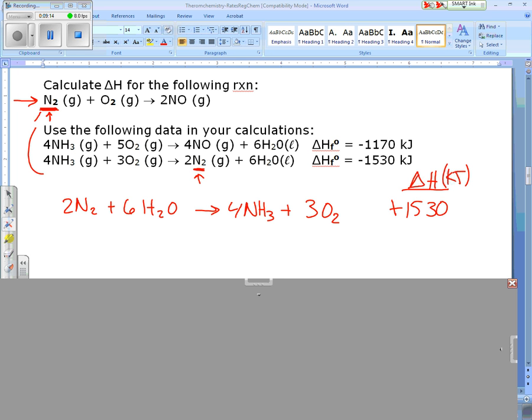Now the next guiding question is: do I have the same coefficient as in my goal equation? I need N2 to have no coefficient. Here I have 2 N2. So what do I need to do to the whole equation so that this N2 does not have a coefficient? Divide by 2. Now I just keep up with what I have done to this equation over here. So I'm going to divide the whole thing by 2.